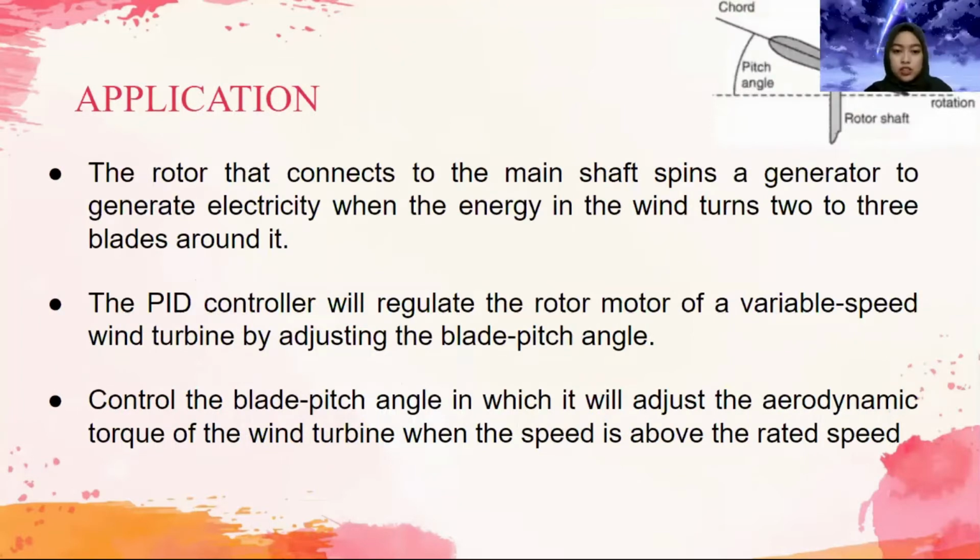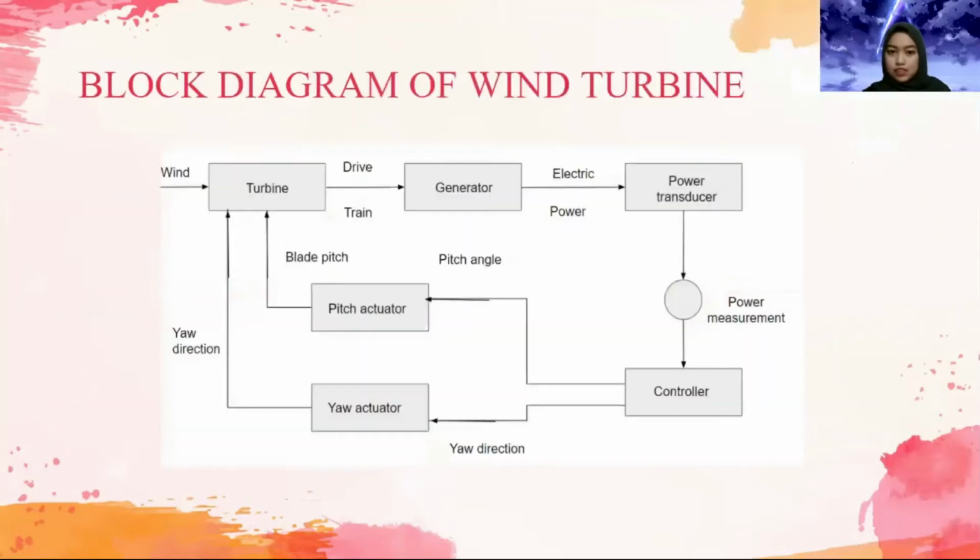Next, I have explained about the application also. Basically, the rotor that connects to the main shaft spins a generator to generate electricity when the energy in the wind turns the 2 to 3 blades around it. The PID controller will regulate the rotor motor of a variable speed wind turbine by adjusting the blade pitch angle, in which it will adjust the aerodynamic torque of the wind turbine when the speed is above the rated speed. Next, my friends will explain about the block diagram.